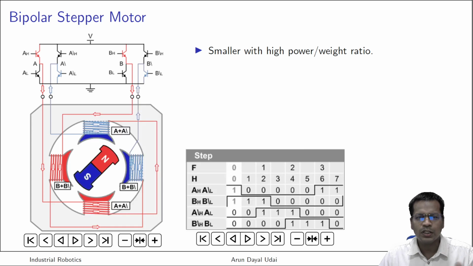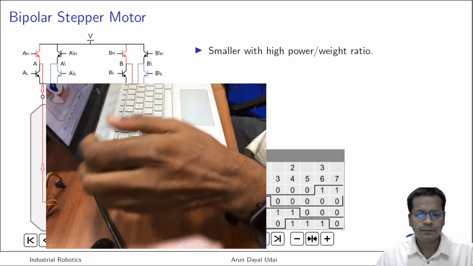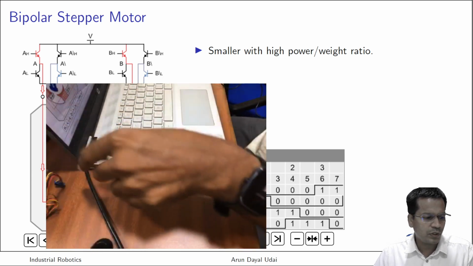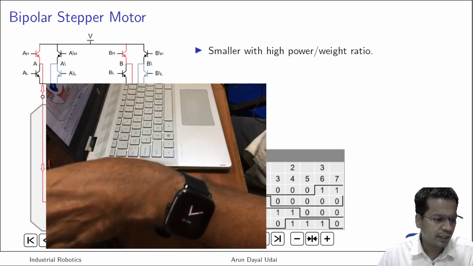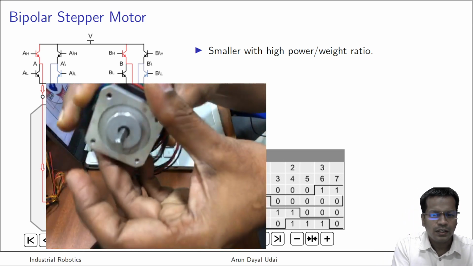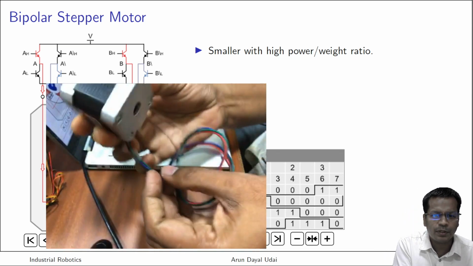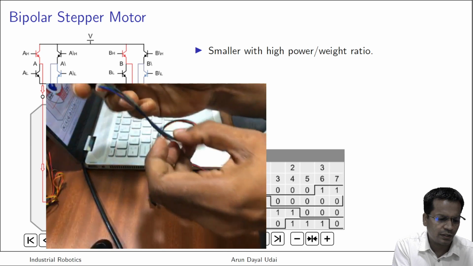So instead of a motor, now what I have done is, you have a motor over here which is nothing but, I'll show you a bipolar stepper motor now if I have one. Yes, this one. This is a very, very popular stepper motor. You might have seen it quite a number of times.